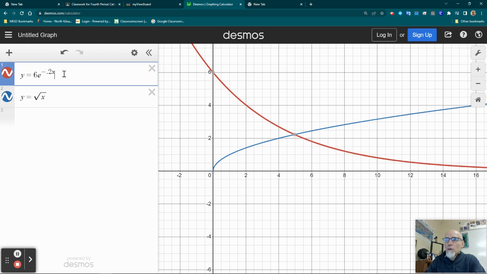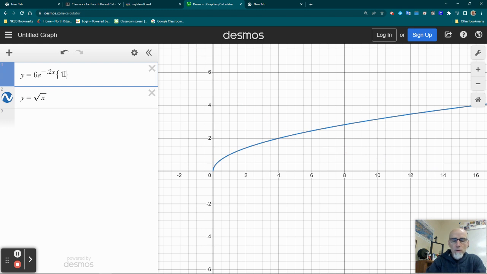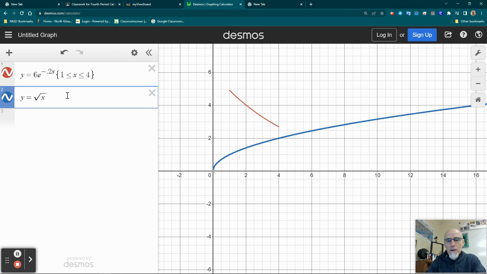We want to restrict them between 1 and 4, right? So we could put a little curly bracket over here and say, let's go between 1 and 4. Let's see if it's going to do it for me. Yes. Now I'd like that to happen on the other function too. So why don't we just copy and paste that right down here in the other function. So now we've got our function restricted between x equals 1 and x equals 4.